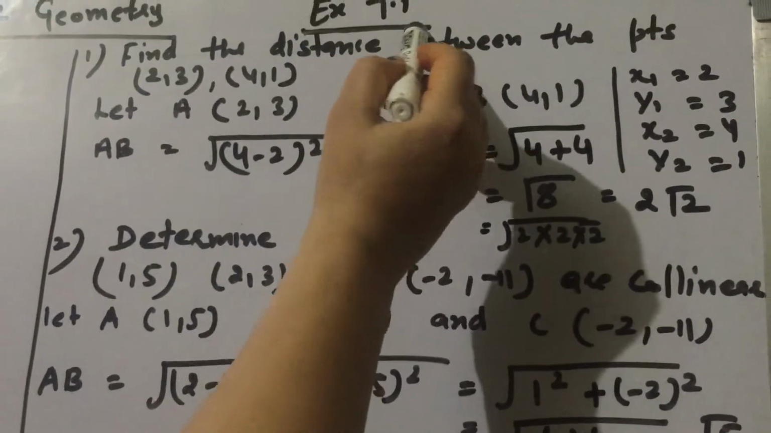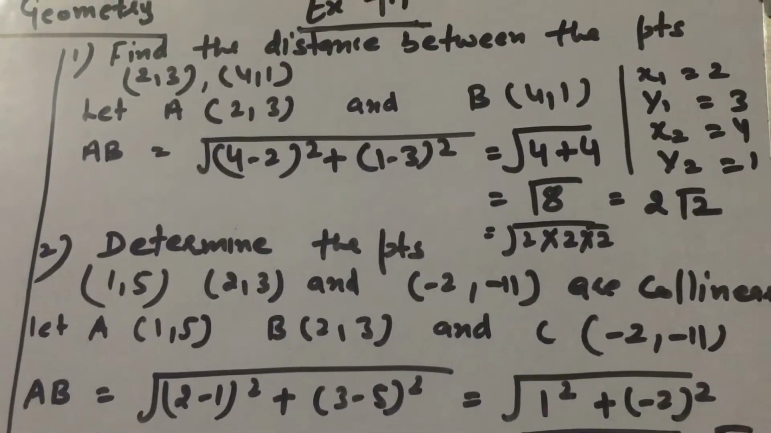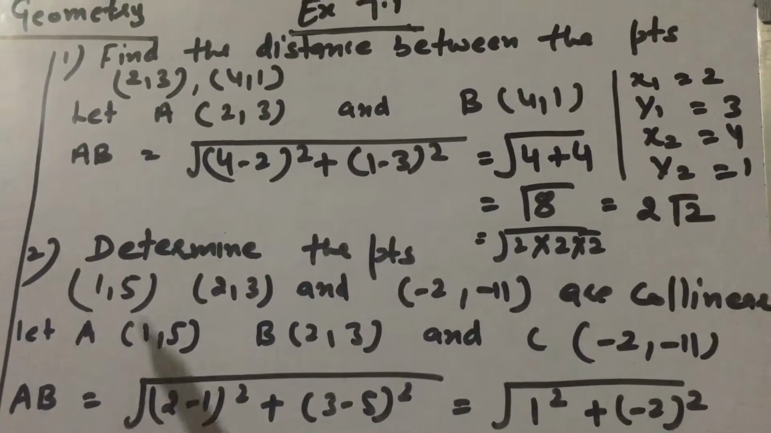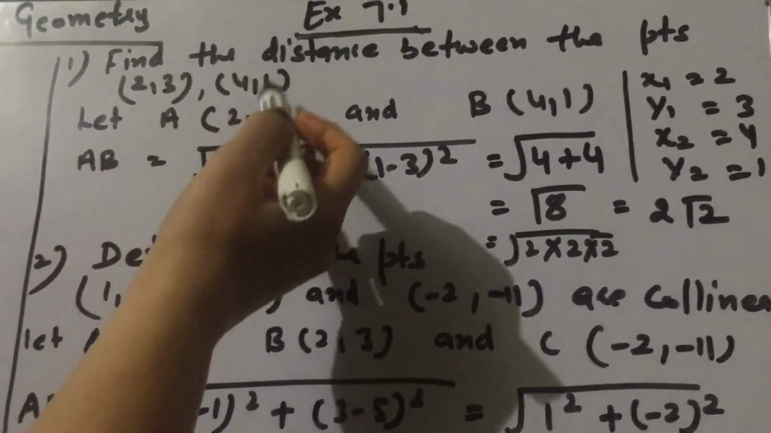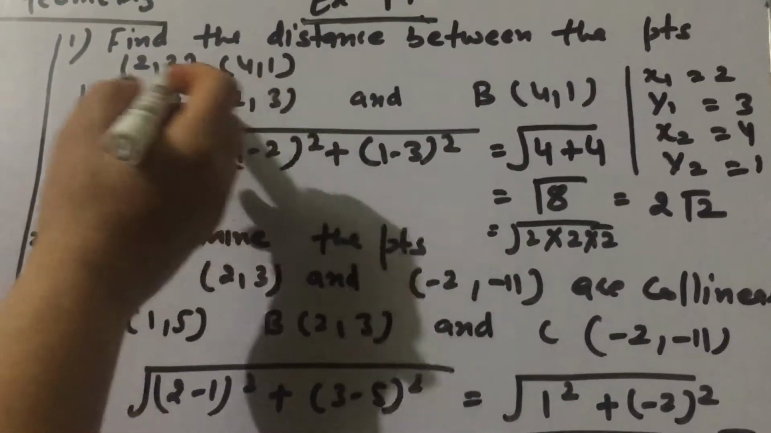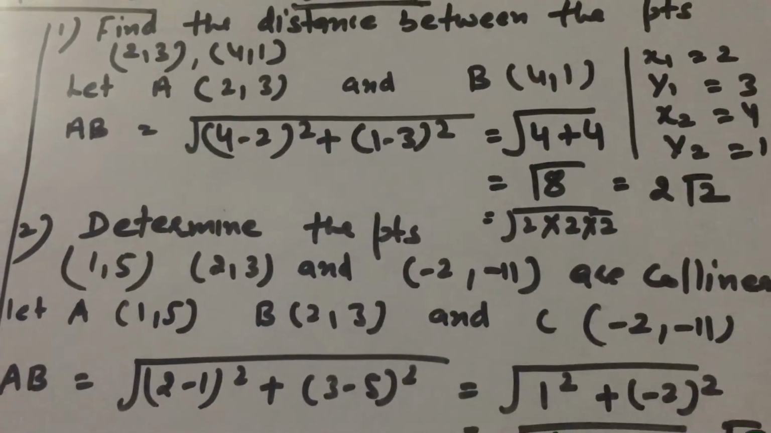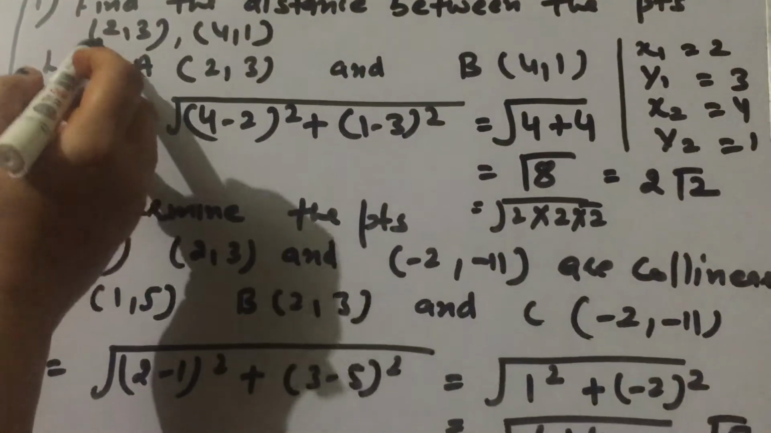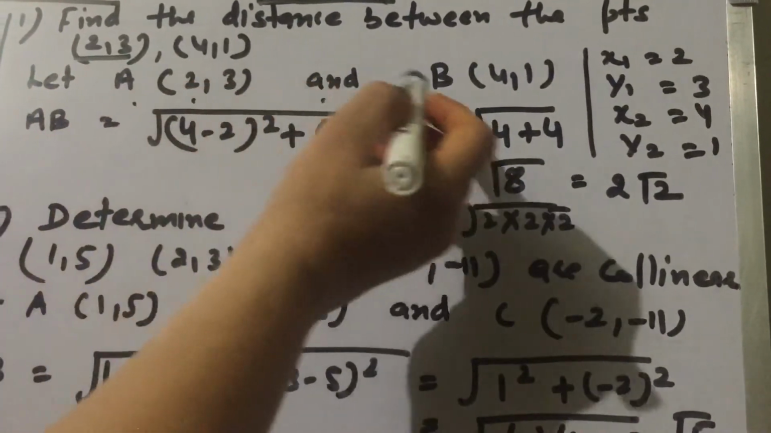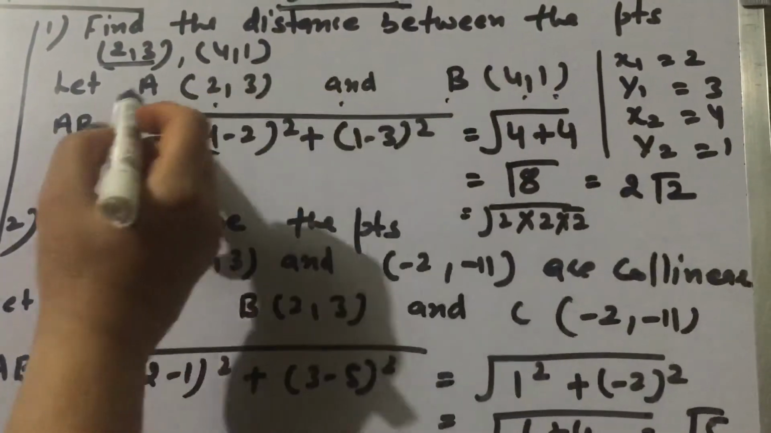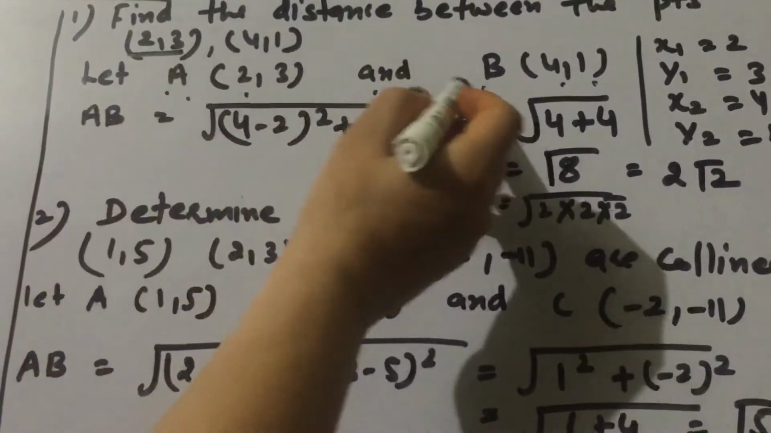In exercise 7.1, we just have to apply the distance formula. Question number 1 is, find the distance between the points (2, 3) and (4, 1). Points are given, we have to find the distance. So the first step is to name these coordinates. Let A be (2, 3) and B be (4, 1). Now we have to find the distance AB.